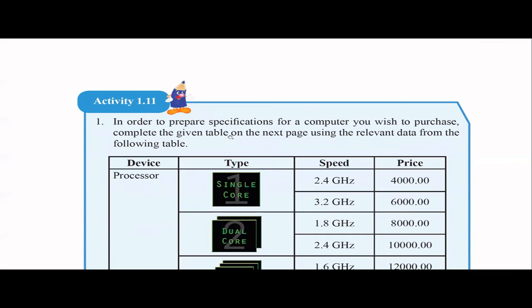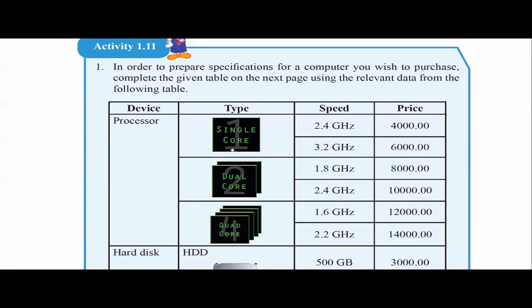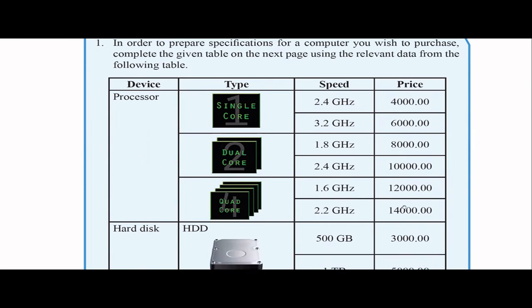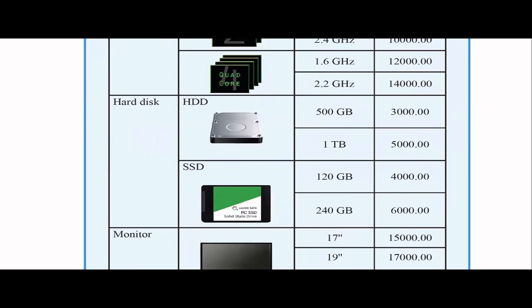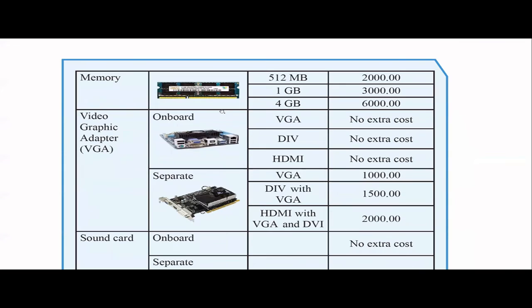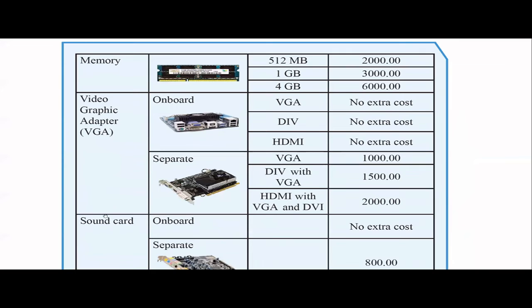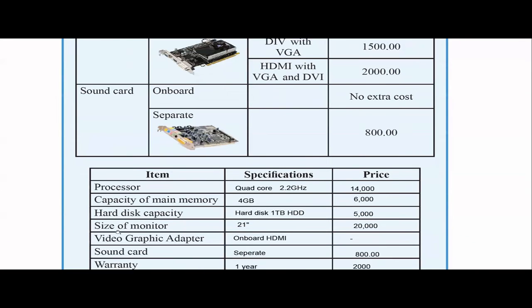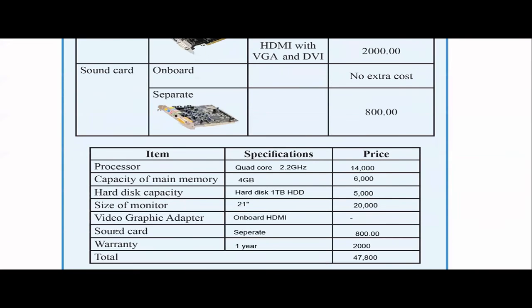Activity 1.11. In order to prepare specifications for a computer you wish to purchase, complete the given table on the next page using the relevant data from the following table. So they have given some processors, different types, different speeds, and the prices. Hard disk, monitor, VGA, memory, sound card. Okay, so you have to think about what you are going to buy. So I have filled this based on my specifications. So you can do it yourself.